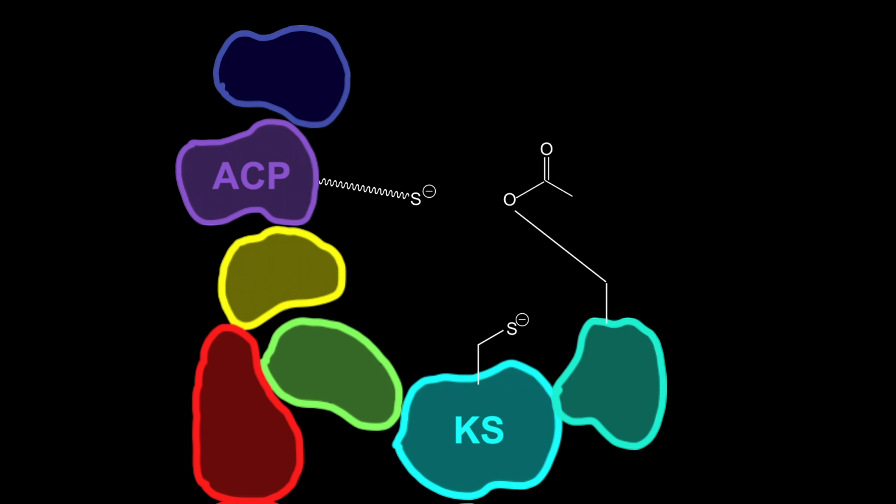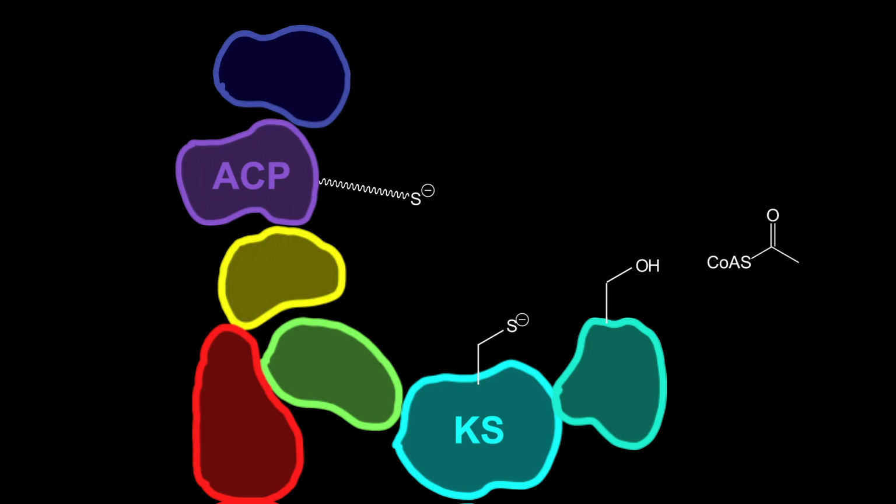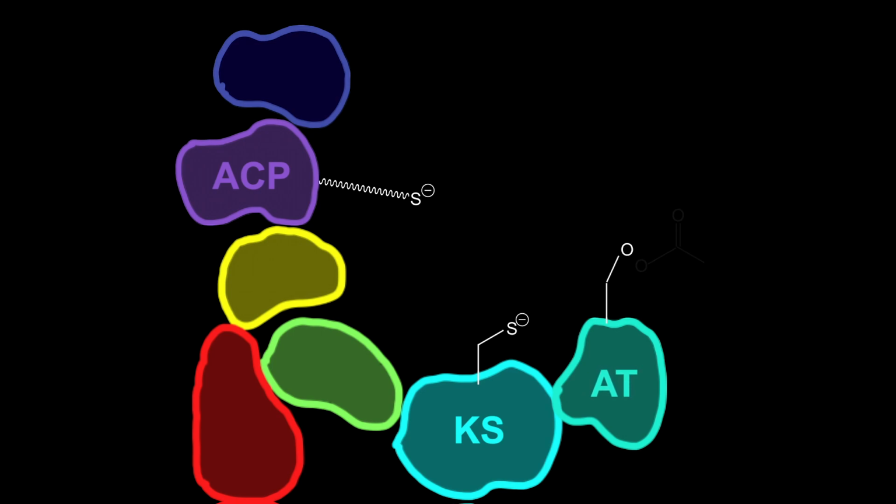That way, the ACP domain can simply pick up the malonyl-CoA or acetyl-CoA from this domain and bring it to the ketosynthase domain without having to worry about whether the thioester is correct or not. The way that this domain selects and binds to acetyl-CoA and malonyl-CoA is called an acyl transfer reaction. So this domain is appropriately called the acyl transferase domain, abbreviated as AT.